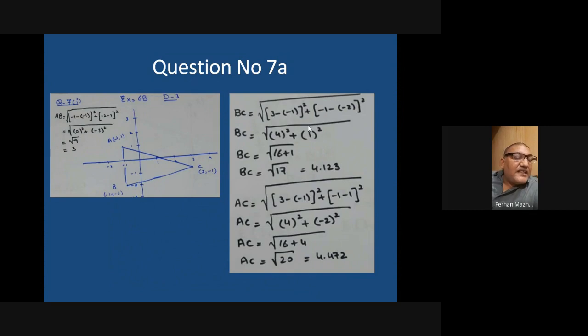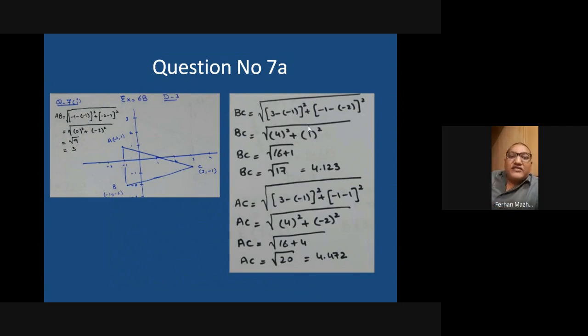He says find the lengths of AB, BC and AC. That's the first part. Very simple and straightforward question. You can see that we have plotted those points. I've joined them to make that triangle. His first question is what is the length of AB?